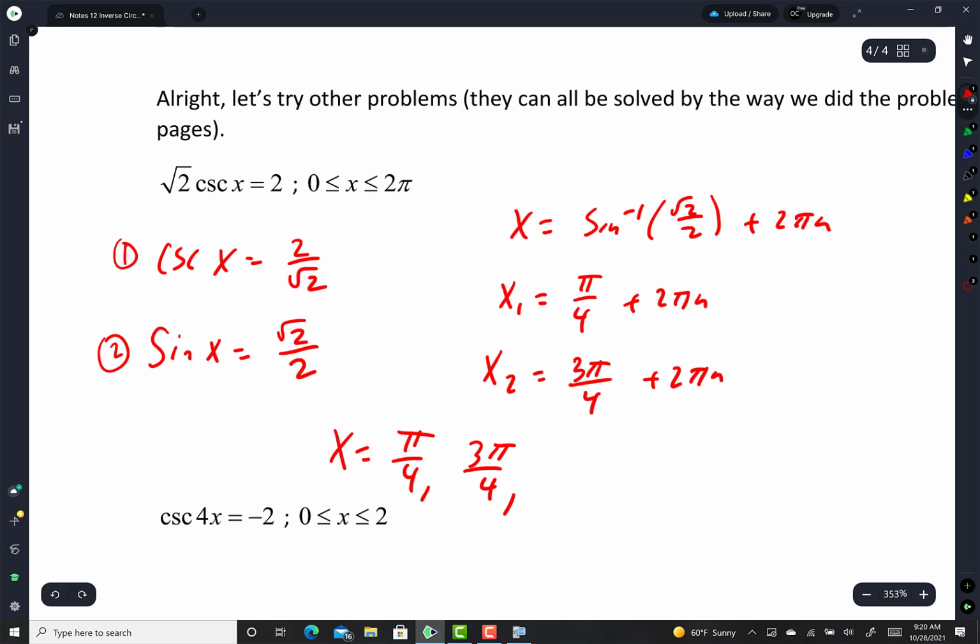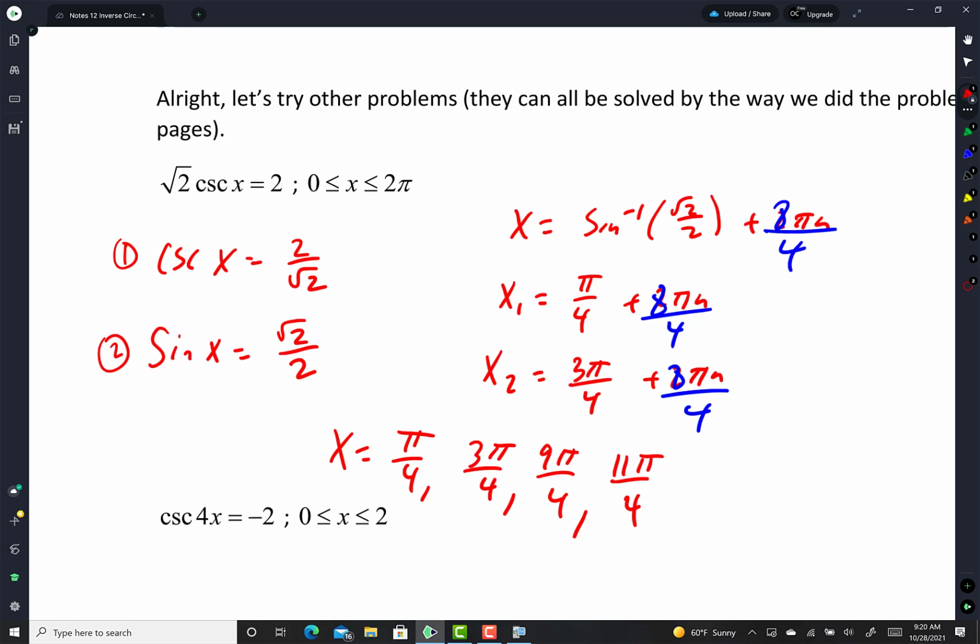Take the pi over 4 and add, let's go ahead and get a common denominator here. So times 4, so turn that into 8 over 4. So 8 plus 1 is 9 pi over 4, comma, 8 plus 3, 11 pi over 4. And I believe that's it, because if you had another 2 pi.